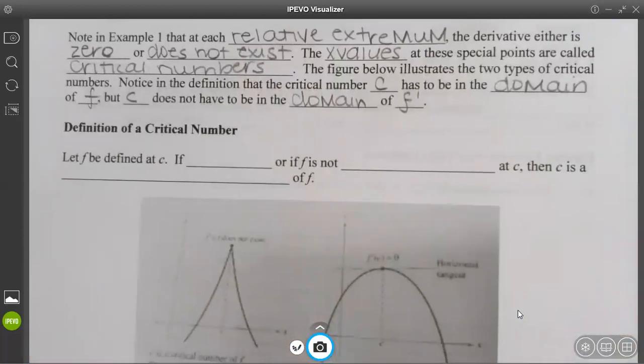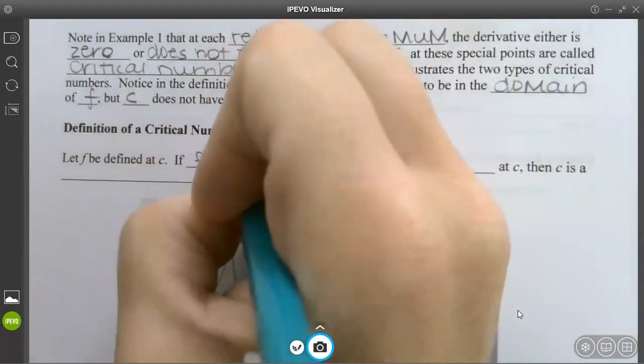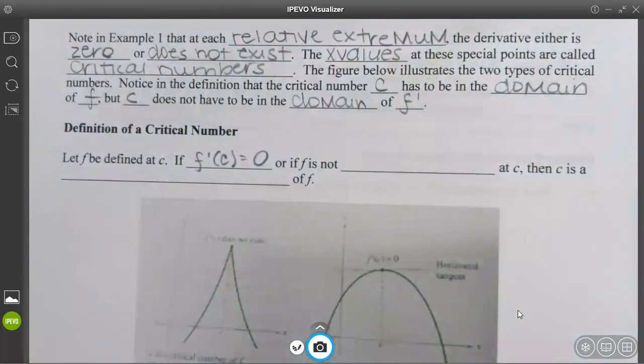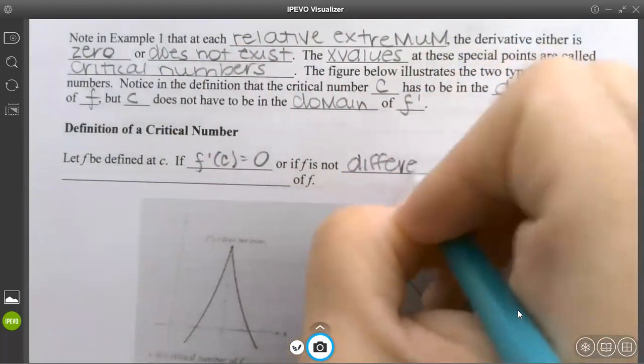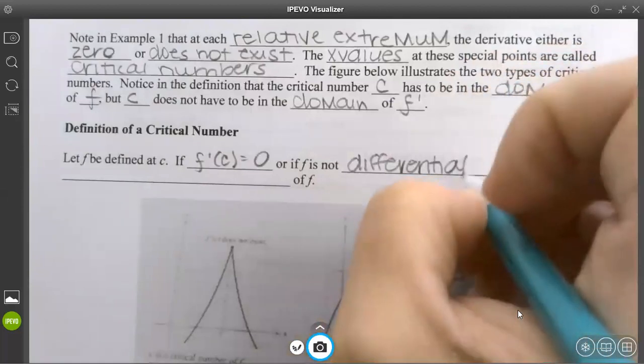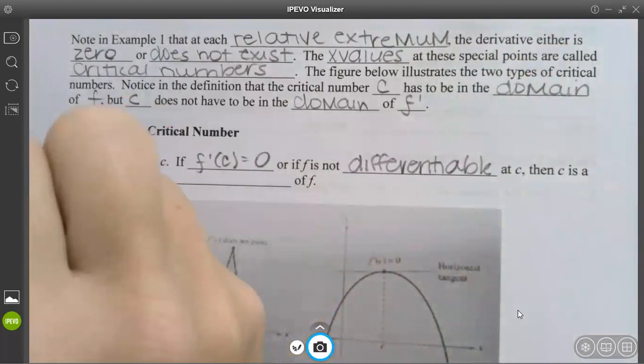So your definition of a critical number: let f be defined at c. If f prime of c equals 0, or if f is not differentiable at c, then c is a critical number of f.